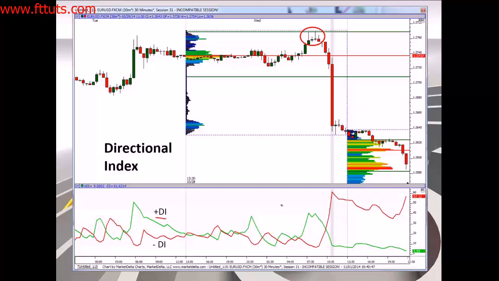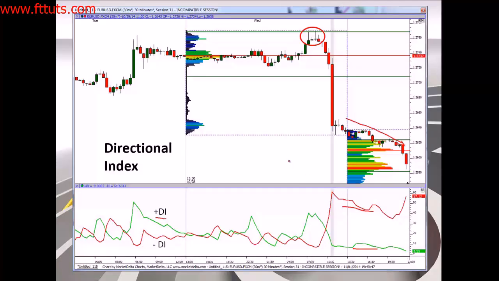General basic rule: whichever one is on top is the dominant one. So in this case here, because red is above the green, it stands to reason we are in a negative or a bearish trend. And sure enough, if you look at prices, they are dropping.